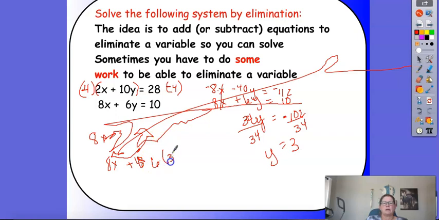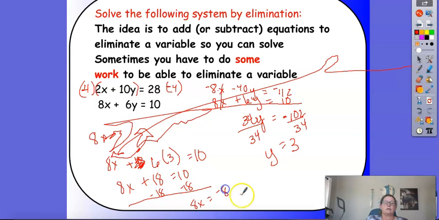6 times 3 is equal to 10. All I did was take this y is equal to 3 and I substituted it into the second equation. And I get 8x plus 18 equals 10. Now it's a two-step. I should be happy. Subtract 18 from both sides. I end up with 8x is equal to negative 8. I divide both sides by 8. I get x is equal to negative 1.